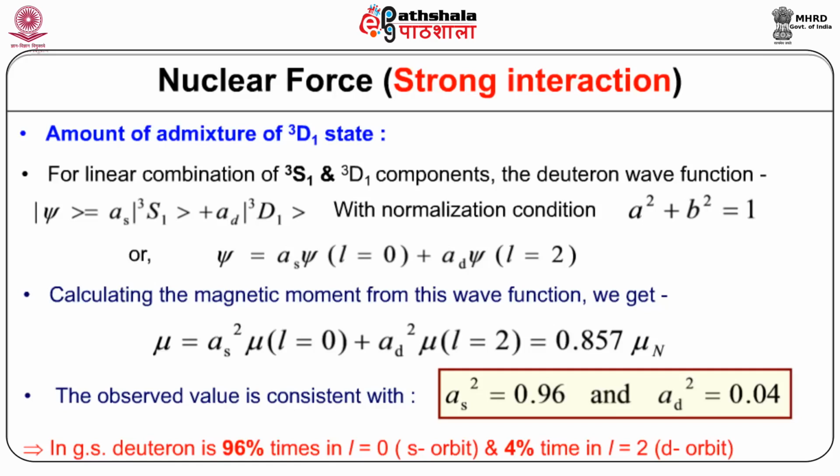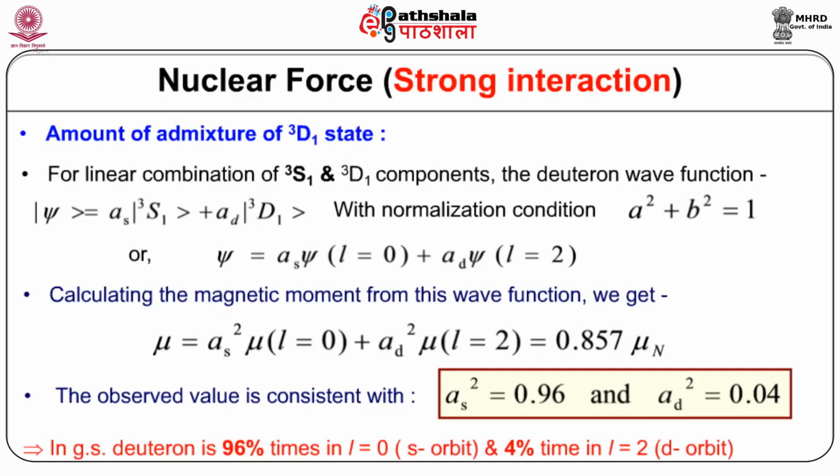So calculating the magnetic moment from this wave function, we get mu is equal to A_s squared mu(L=0) plus A_d squared mu(L=2), that is equal to 0.857 mu_n. The observed value is consistent with A_s squared equal to 0.96 and A_d squared equal to 0.04. So what we have done here is we have made the ground state wave function of deuteron, which includes the components from L equal to 0 and L equal to 2, and using this wave function we have found the expectation value of the magnetic moment, and equated that expectation value to 0.857 mu_n.